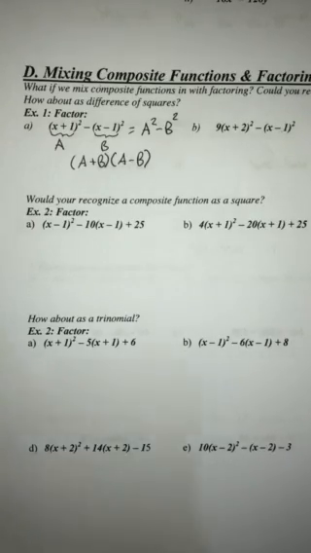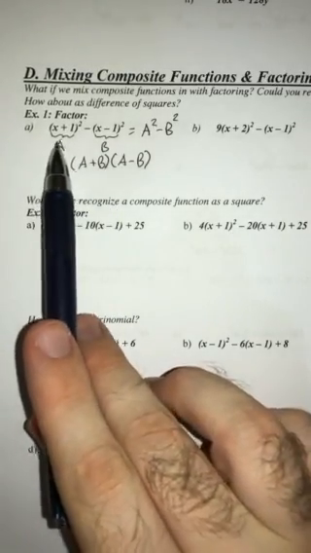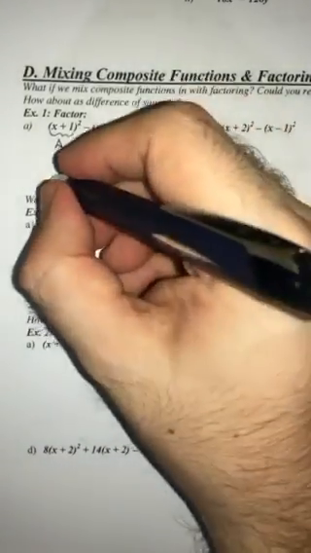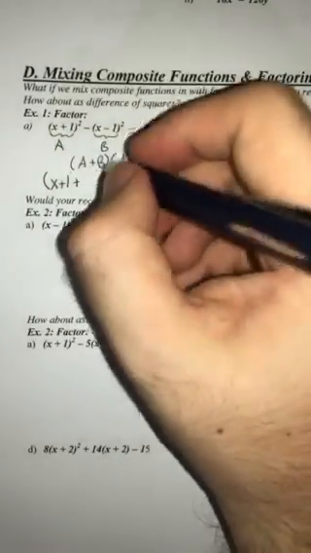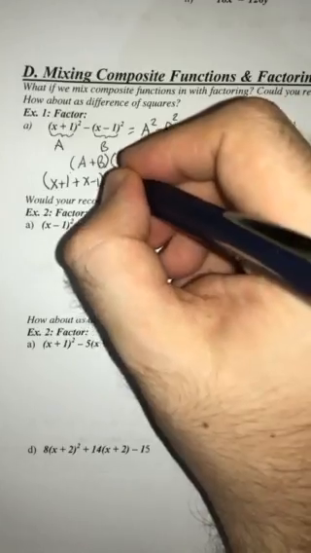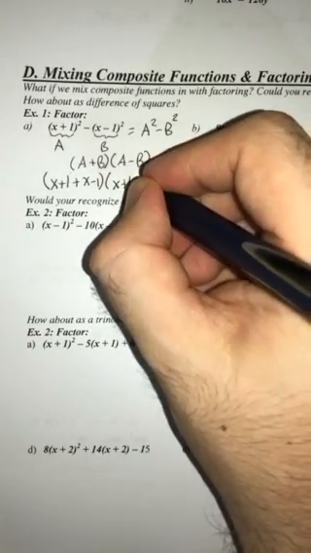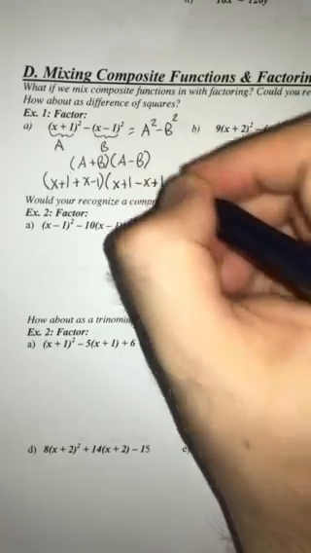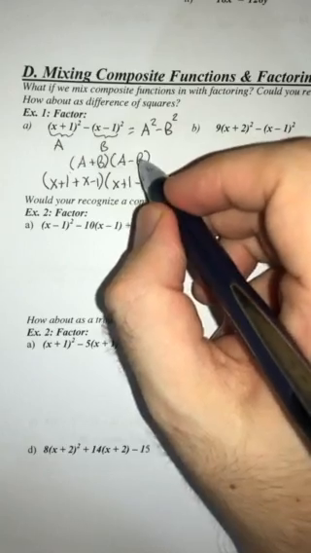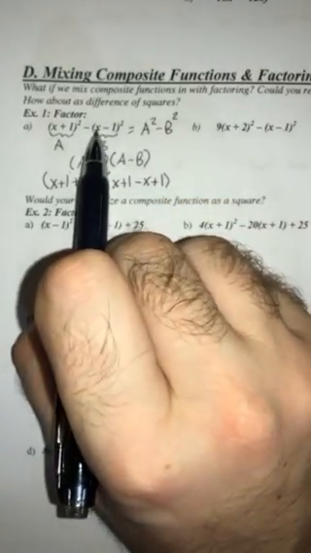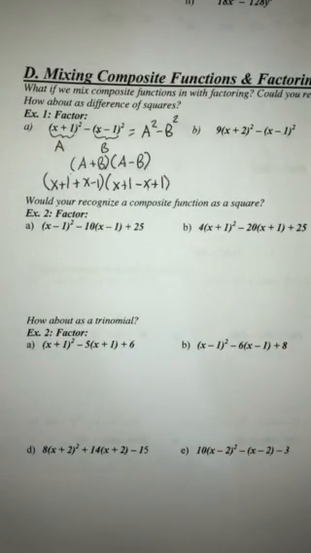That's the only problem with this one. I will need to re-substitute back in these terms. So A is x plus 1, so I need to put that back in here. So x plus 1 plus B, which is x minus 1, all times x plus 1 minus x plus 1. Notice this is plus 1 because I'm subtracting all of B, meaning it's minus x minus negative 1. So be very, very careful with that.